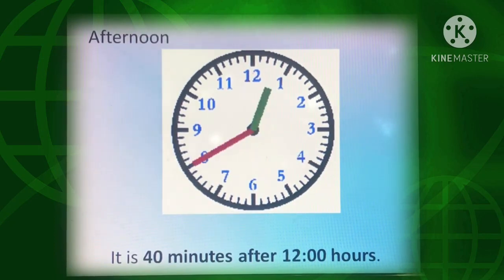Next, we have here in the afternoon. The short hand is pointing in between 12 and 1. So we have there 12 hours, while the minute hand is pointing at 8, which is 40 minutes. So the time is 40 minutes after 12 hours. And we write the time as 12:40 hours.